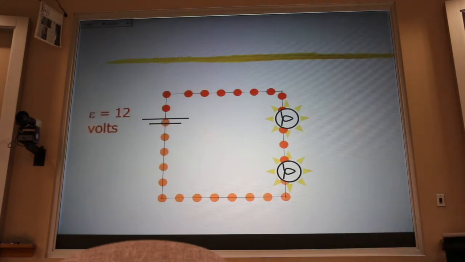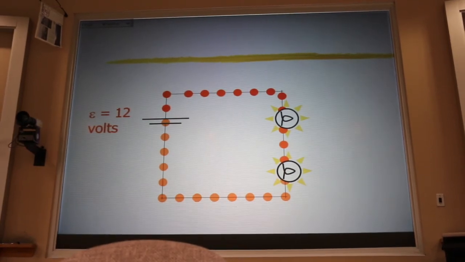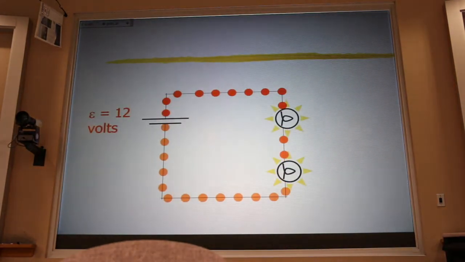Okay. Now this is the cartoon that we carry with us for this circuit. The darker the ball, the higher the electric potential energy that coulomb is. And so you see that those coulombs pick up 12 joules in the battery, they dump off 6 joules in the first bulb, and 6 joules in the second bulb. And go back for more.